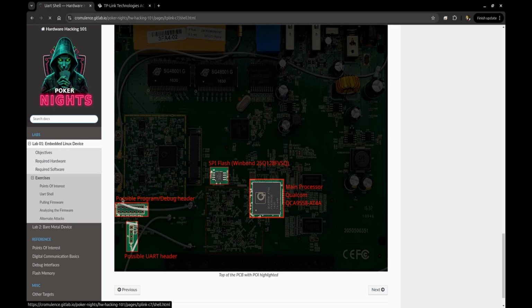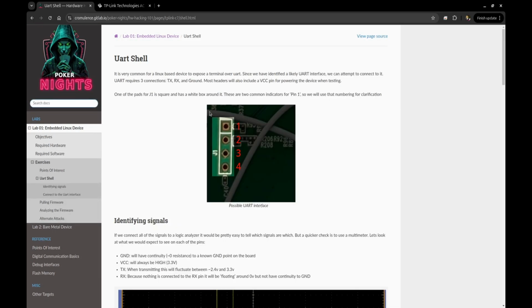So the first thing we're going to do is start looking at that UART interface, or that possible UART interface. And we're going to start looking at the pinout of that. So here I took an image and just labeled it. In schematics, or on the silk screen, you'll usually see this white box around a pin, and sometimes they'll do a square pin. In this case, they did both to indicate pin 1, just to line up with the schematic.